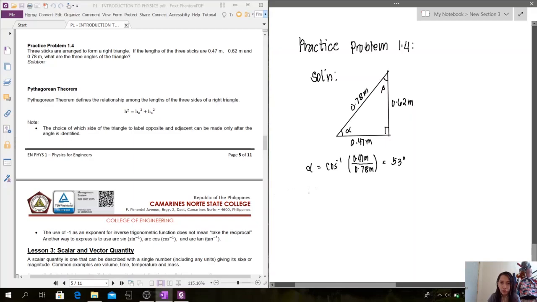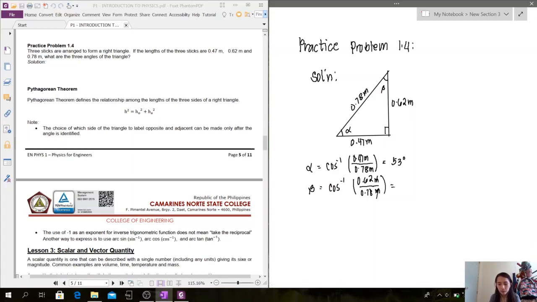For the angle beta, let's use again the arc cosine function. So this is equal to arc cosine of 0.62 over 0.78, and the meters cancel. So rounding up, this is equal to 37 degrees.